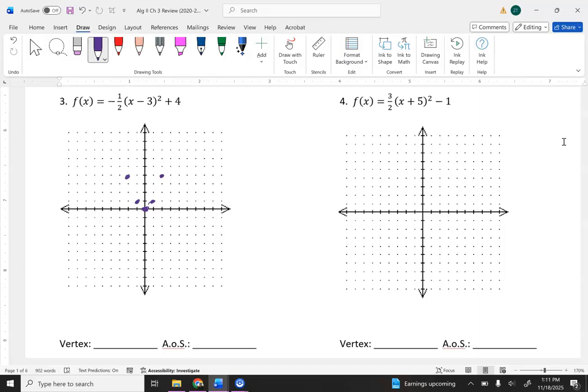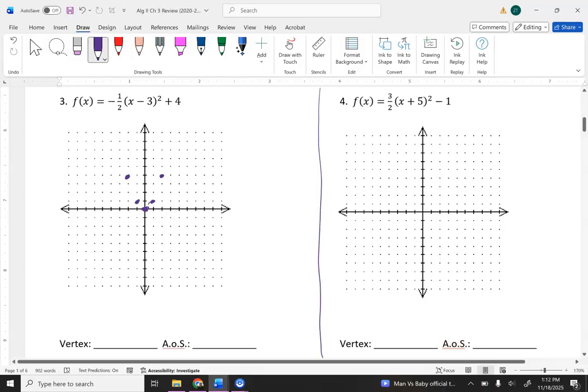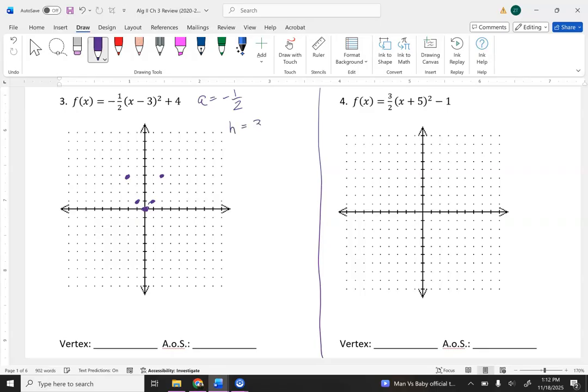All right, so what we're going to do is we're just going to go through and make the A, B, H, and K value changes. All right, so the A value here would be the number that's multiplying on the outside, so that's going to be -1/2. The H value is the number added or subtracted on the inside, but remember it's sneaky, right? So it's the opposite of what it looks like, so that's going to be 3. And then the K value is the number added or subtracted on the outside, so that's going to be 4.